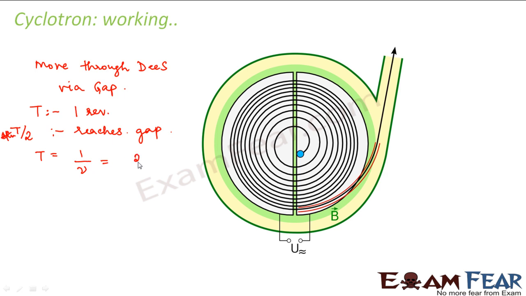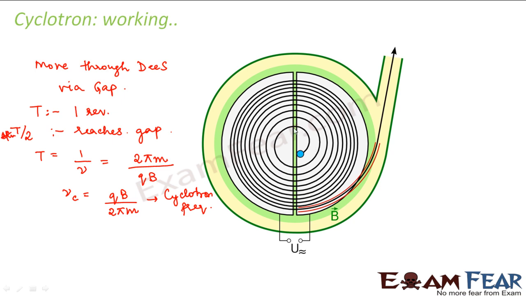Now what is the frequency of revolution? That is QB divided by 2 pi m. So the time period will be 2 pi m divided by QB. This frequency, QB divided by 2 pi m, is known as the cyclotron frequency, and that is why we have the subscript C. It is the frequency with which the charged particles cover revolutions per unit time. So after every T by 2, it reaches the gap.